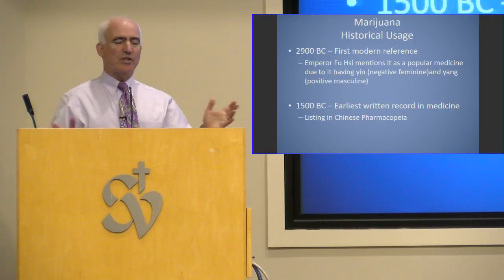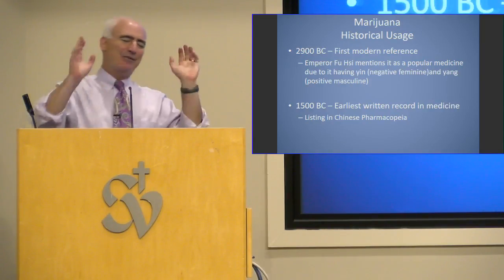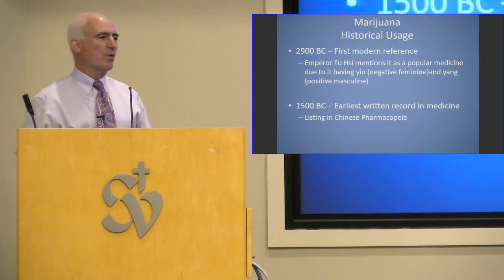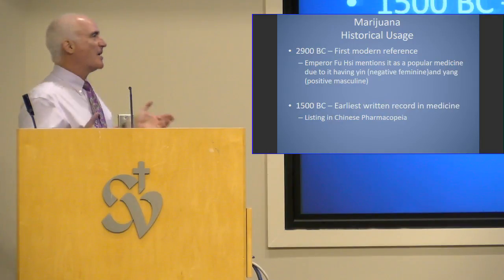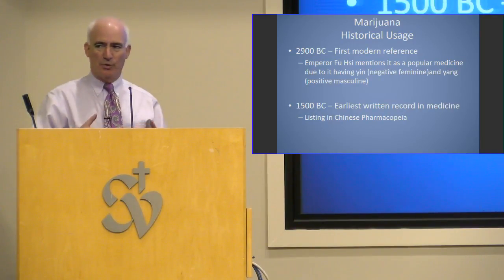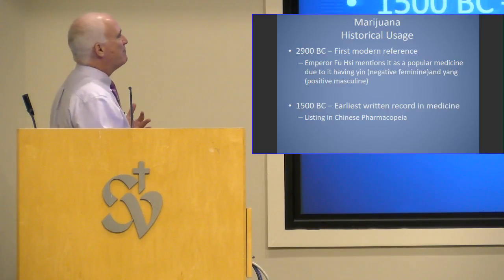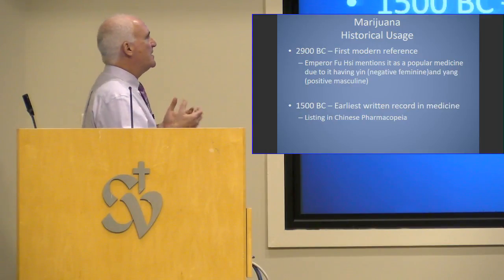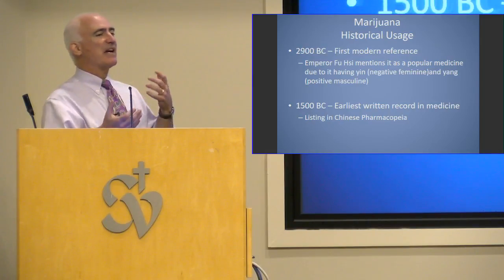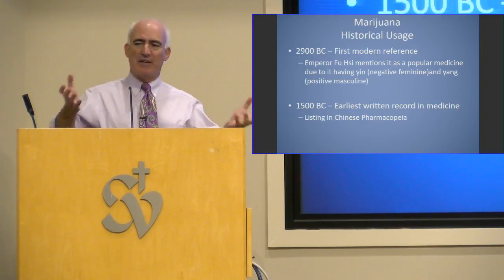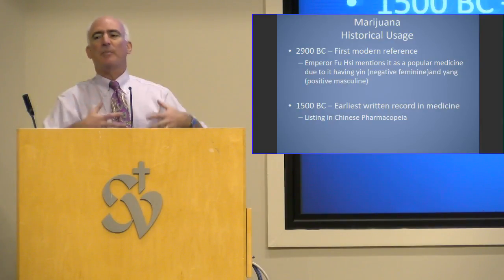Okay, let's look at some of the historical. I love drug history. Everyone says this is new, and you go, no, it's not new. We've seen this before in different formats. Let's look at 2900 BC, the first modern reference to the medical use, not just the use of it, but the medical use of marijuana. Emperor Fu Hsi mentioned it as a popular medicine due to having yin and yang, yin being negative feminine, and yang being positive masculine. What the emperor was saying was that marijuana balances the two nicely, so you should be using this because it'll help to center the body.